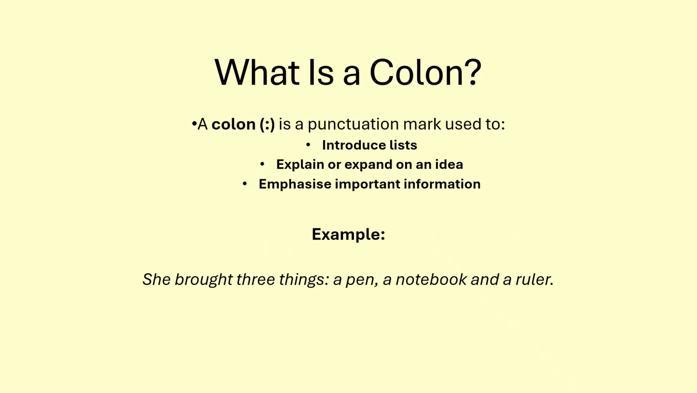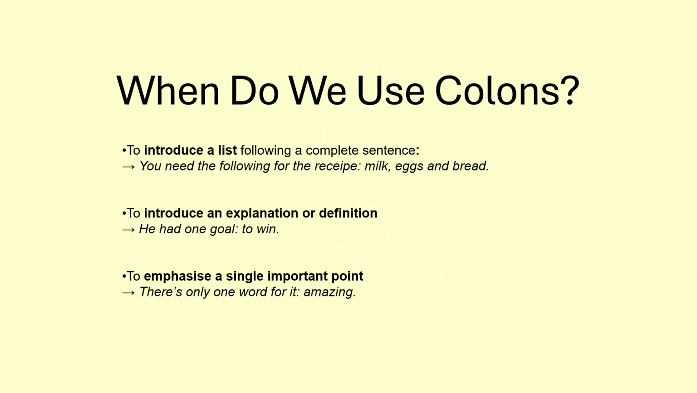You can see what a colon looks like from the screen there, and a colon is a punctuation mark which can be used to introduce lists, which we will see in the example at the bottom of the screen there. It can be used to explain or expand upon an idea, and it can also be used to emphasize important information. So we've got the example there, used to introduce a list. She bought 3 things: a pen, a notebook, and a ruler. So we've got the list of things that she bought, and the colon is showing us what those 3 things are.